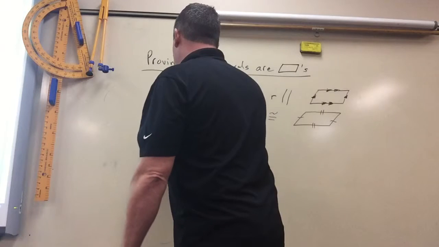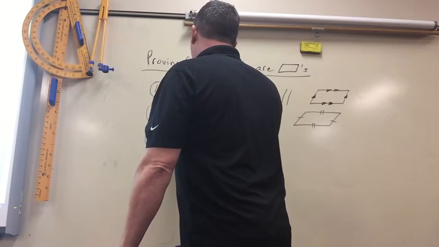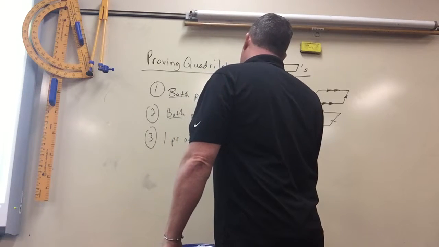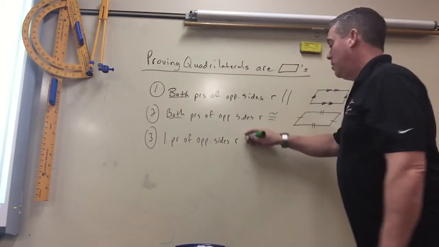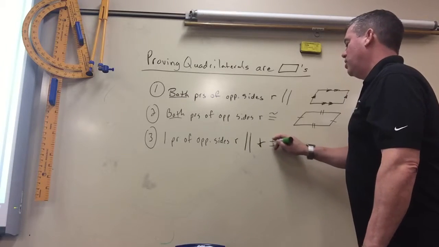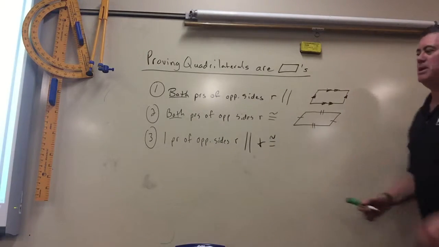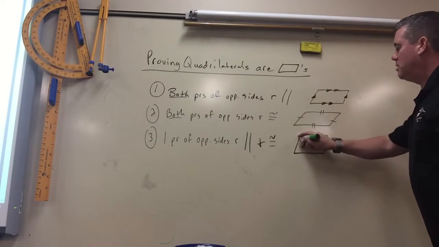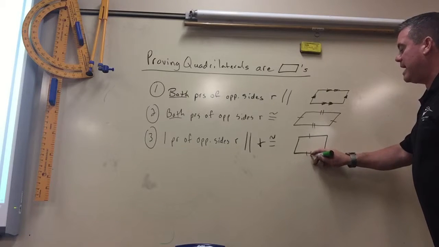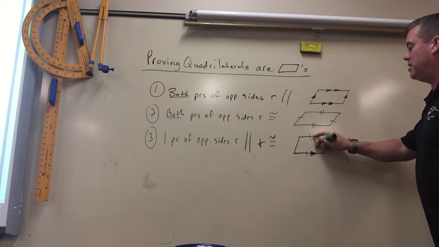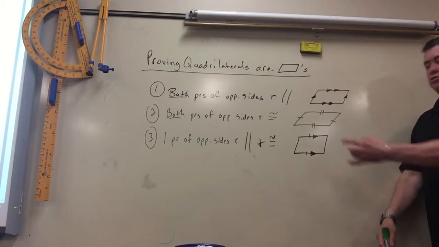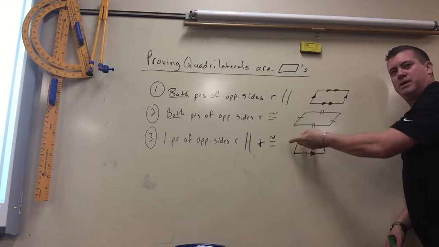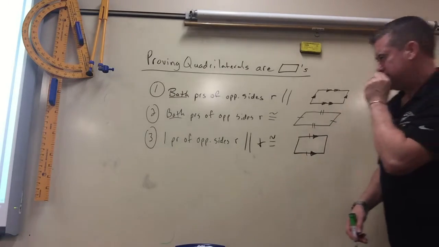The third thing is one pair of opposite sides are parallel and congruent. So it only has to be one pair. So if you saw a picture like this, where this equals that and this is parallel to that. Okay, so just one pair is both congruent and parallel. Or it could be this pair.